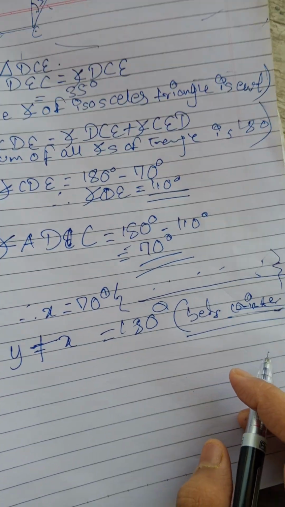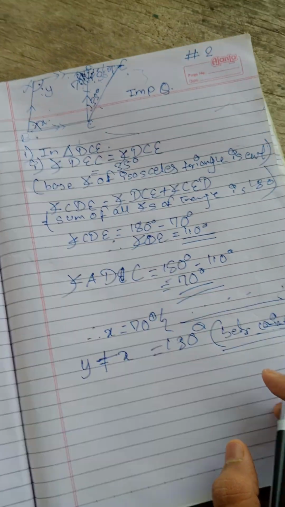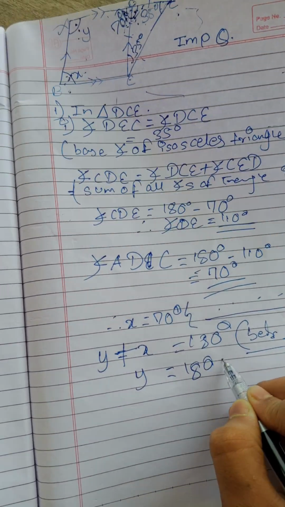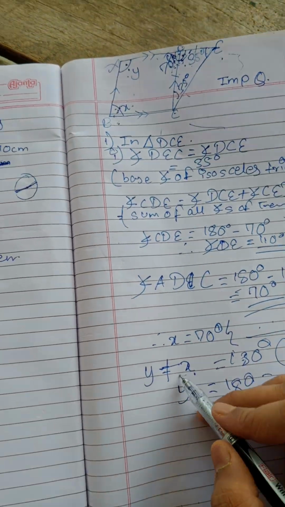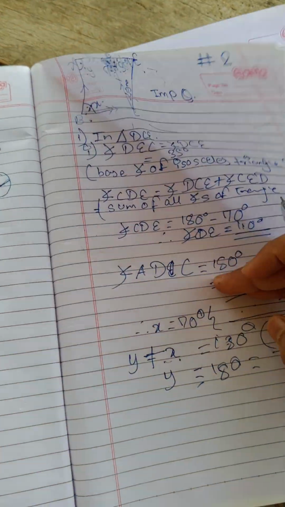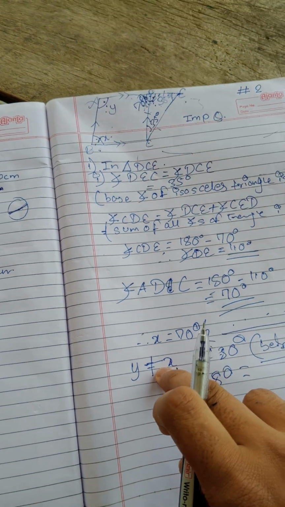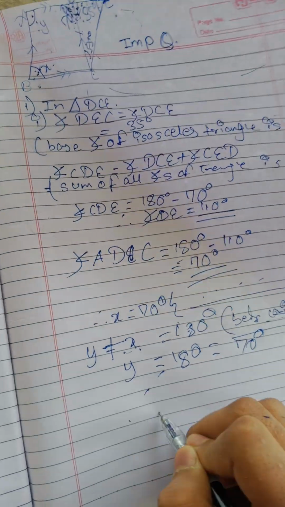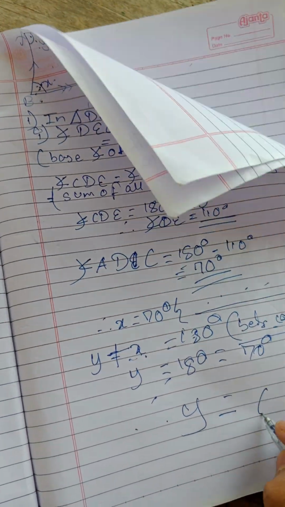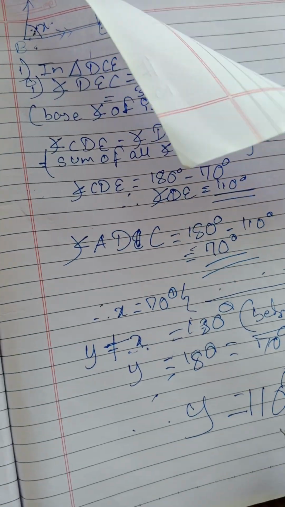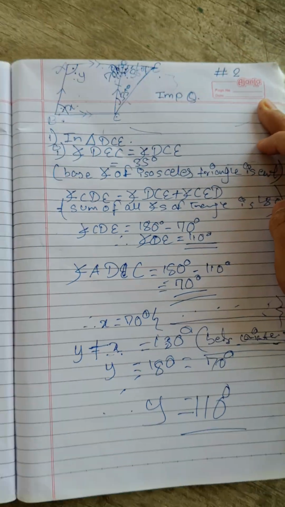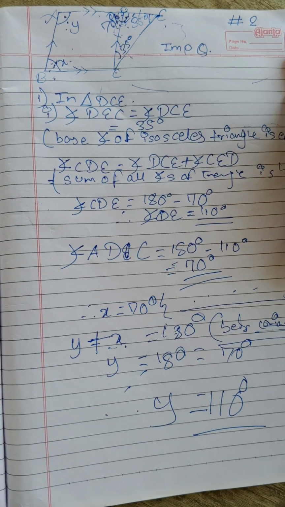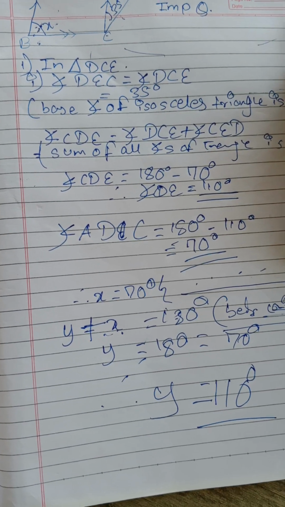I hope you will understand my language as well as my clear audio voice. So here y is equal to 180 minus, what is the value of x? If y comes to the left hand side, then 180 degrees minus the positive x. What is the value? 70 degrees. Therefore y is equal to 110 degrees. We can easily find that the value of x is 70 degrees and the value of y is 110 degrees.